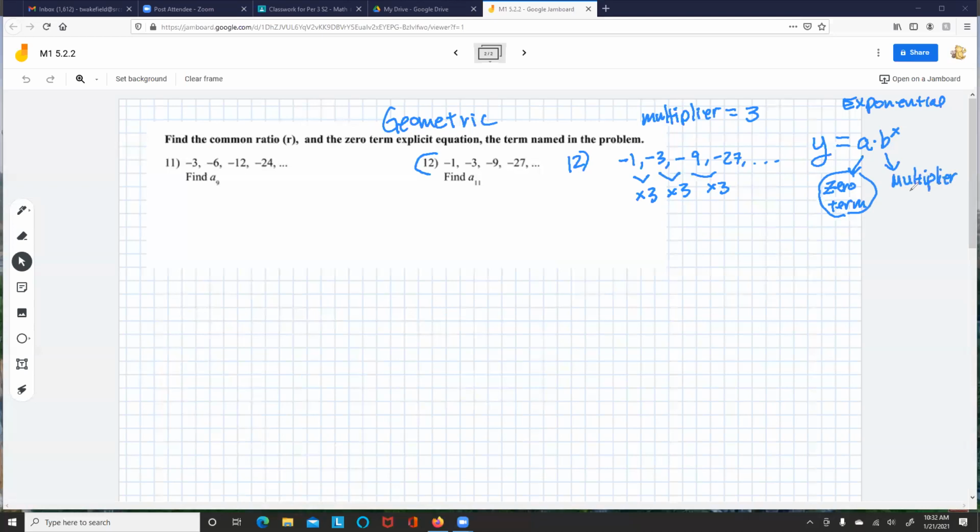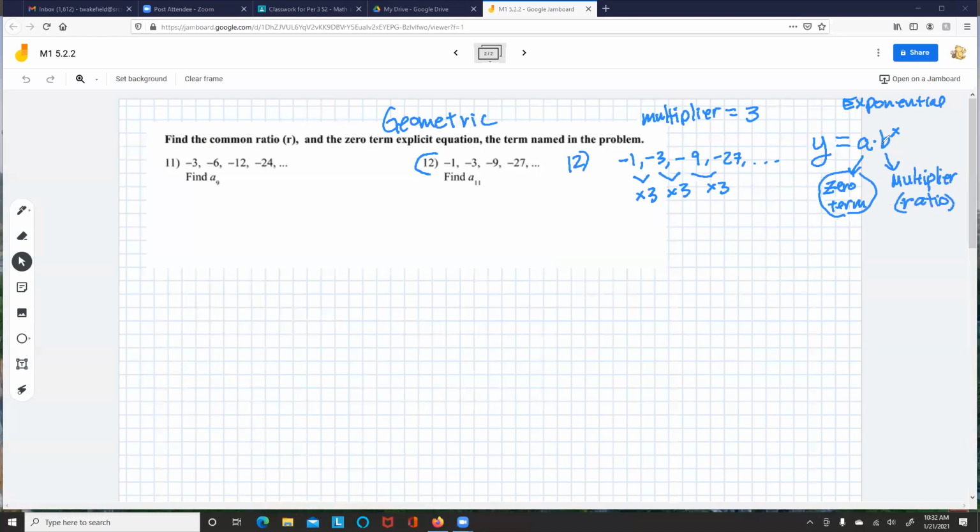You can use these notes on a quiz or a test or an exit ticket. I don't see why not for my 10-12 class. For my ninth grade class, you guys aren't allowed to use notes for your tests. Okay, multiplier or ratio, right?